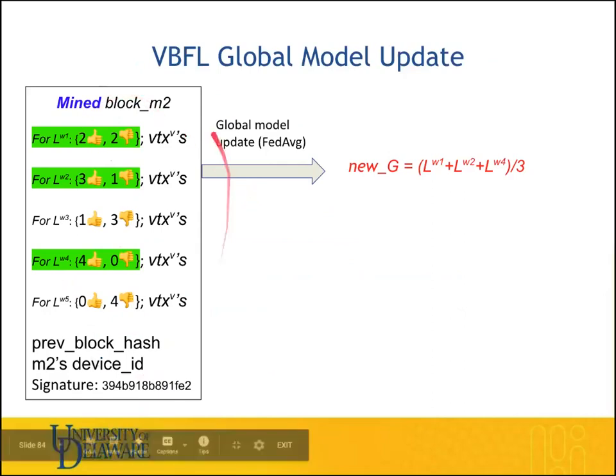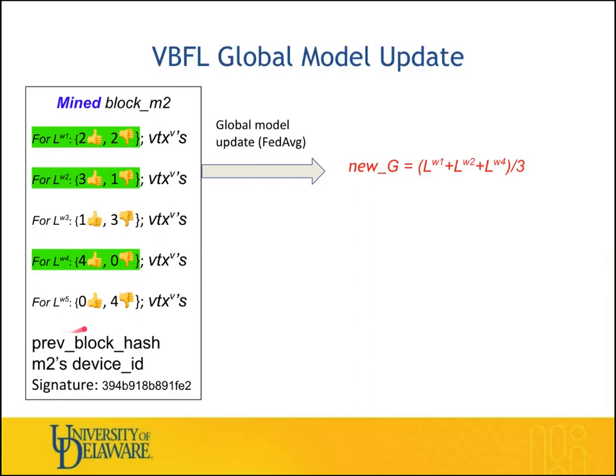So let's take a look at this VBFL global model update. Suppose there was no forking event, and this is the block that every device appended. Then each device should use only LW1, LW2, and LW4 for global model update, as they have positive votes no less than the negative votes. As a result, LW3 and LW5 might have brought low quality data sets or purposely uploaded distorted model updates.